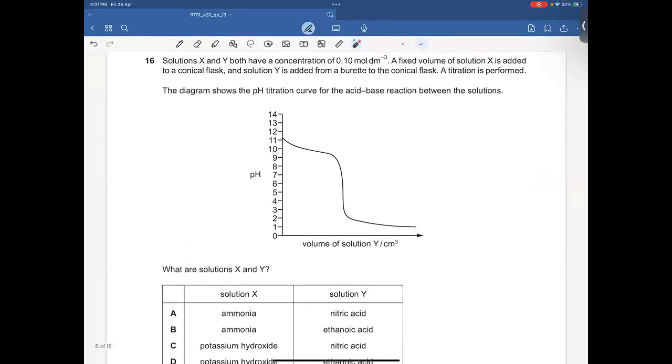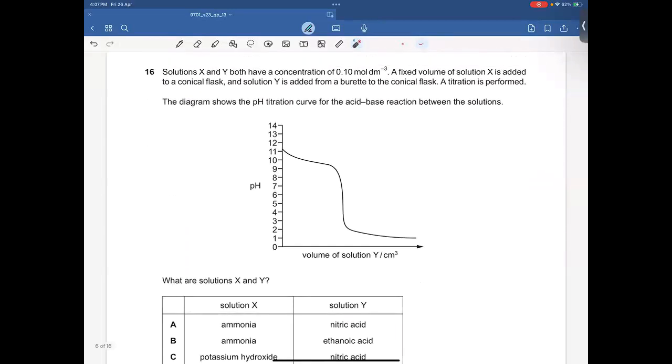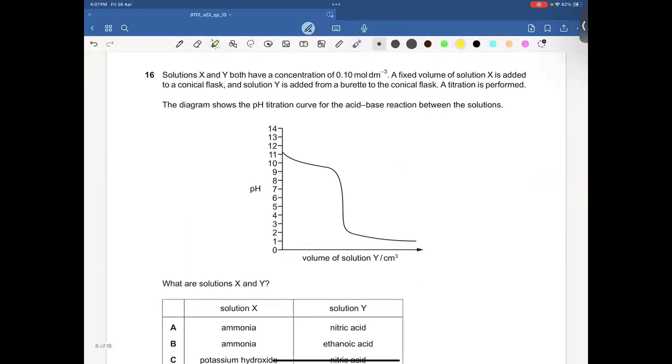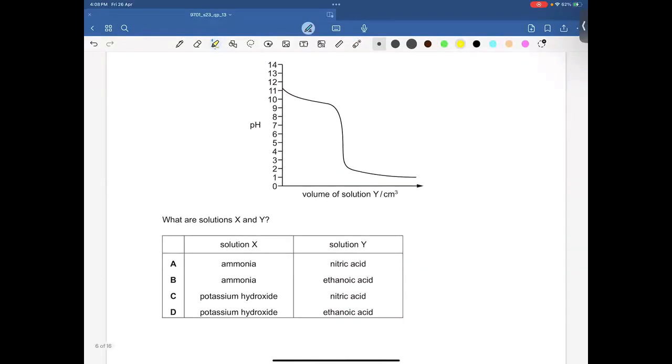Question number 16. Oh my goodness, that's the titration curves, but my favorite. Solutions X and Y both have a concentration of 0.1 mol per dm cubed. A fixed volume of solution X is added to a conical flask. Solution Y is added from the burette to the conical flask. A titration is performed. That's a titration curve, the pH curve for the acid-base reaction between the solutions. What are the solutions X and Y?